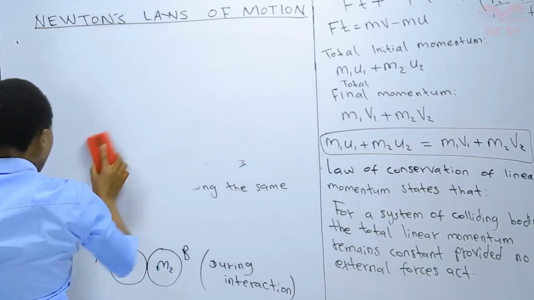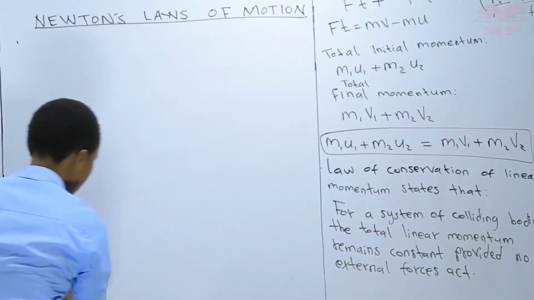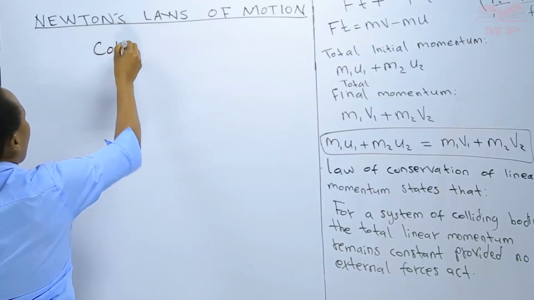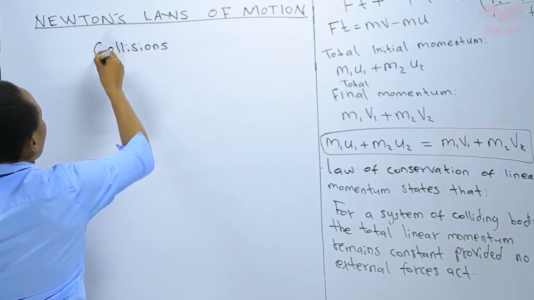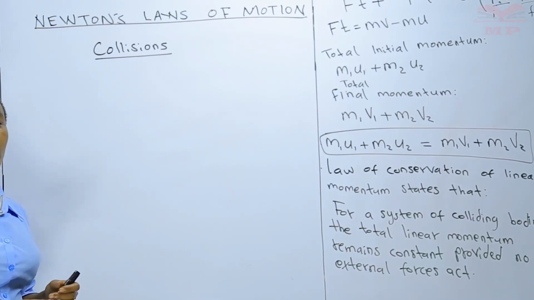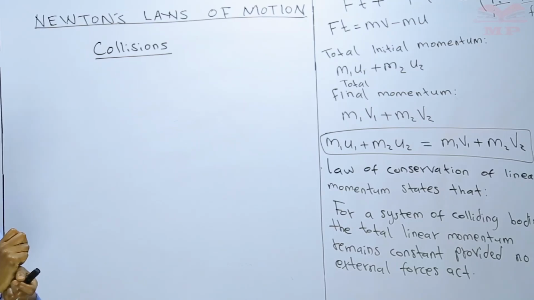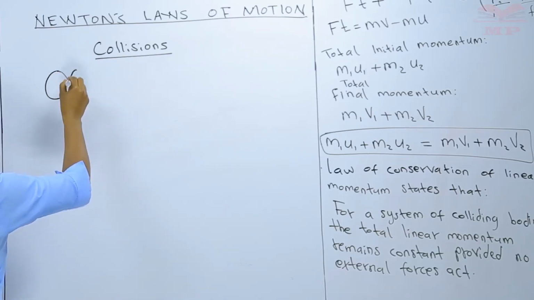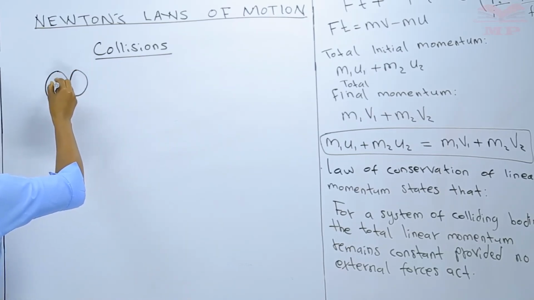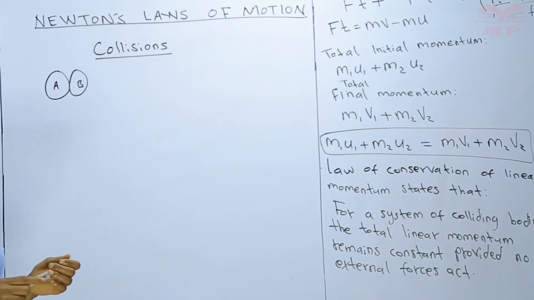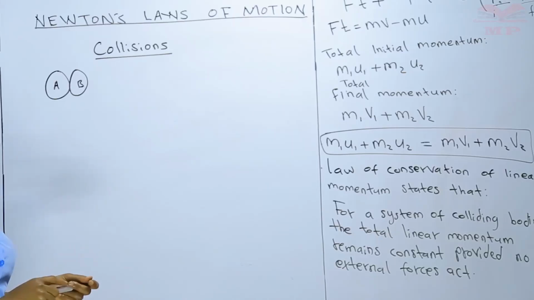I want us to move ahead and look at collisions. Now, when we are talking of collisions, this is when two or more bodies come into contact. We say that they have collided. When we have a body A and a body B coming into contact, we say that the two bodies have collided.